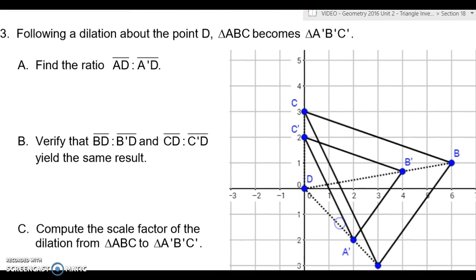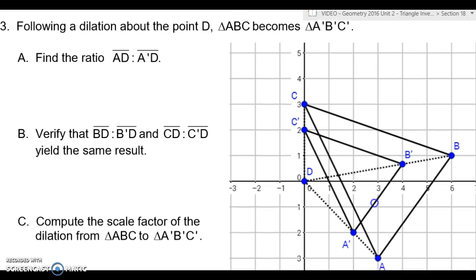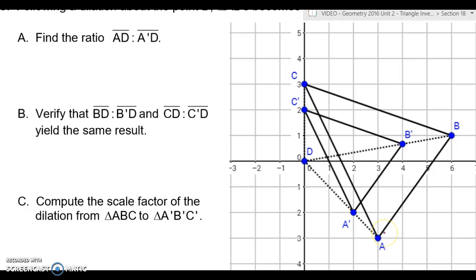All right, we'll do this last one here, and then we'll talk about how we actually create the image from the pre-image, knowing the scale factor. So kind of the reverse of what we're doing. Find the ratio of AD to A prime D. So if we look at A, which is at 3, -3, and A prime, which is at 2, -2, I want to figure out what happened to get there.